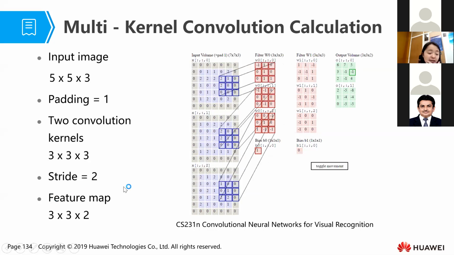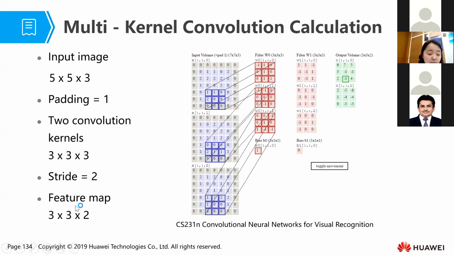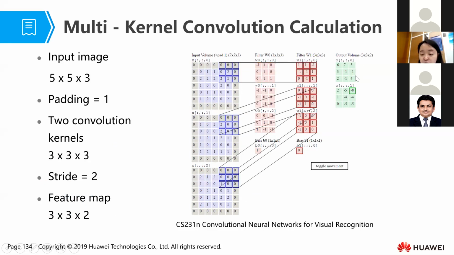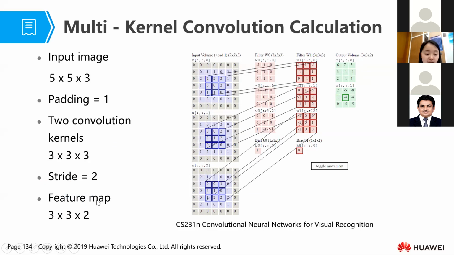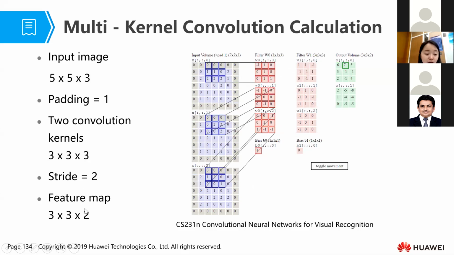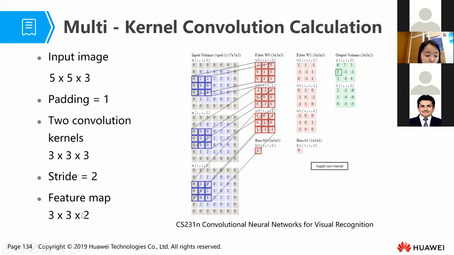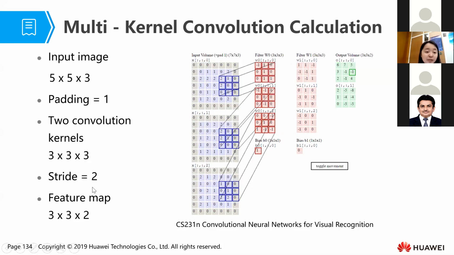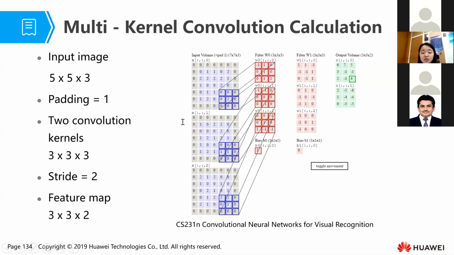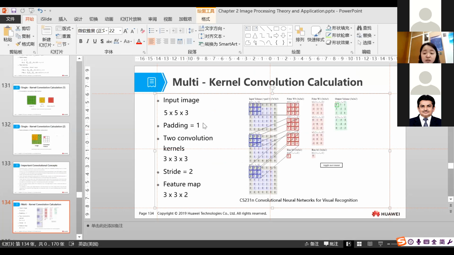So that is right. And the size of the feature map is 3 by 3. The first feature map is 3 by 3, and we got 2 feature maps because we got 2 filters. So that is the meaning of the last 2. So that's multi-kernel convolutional calculation. That is how we do convolution on an image.